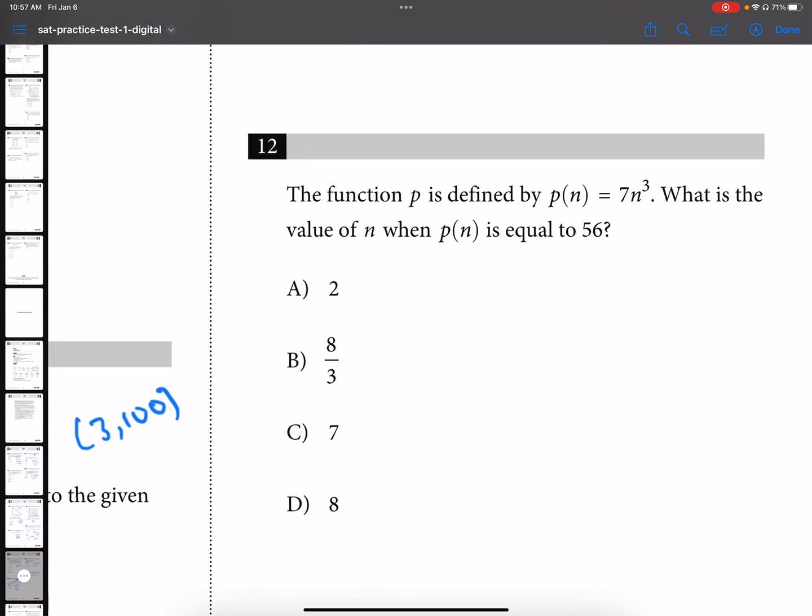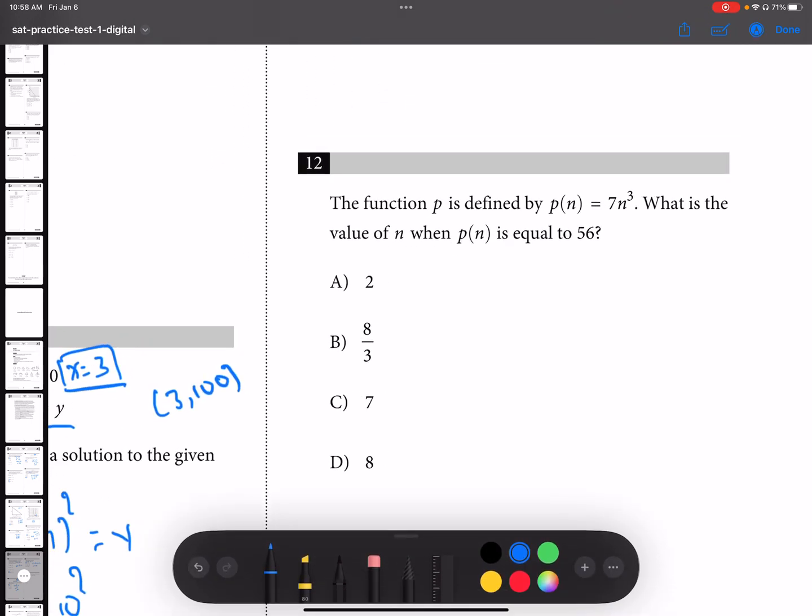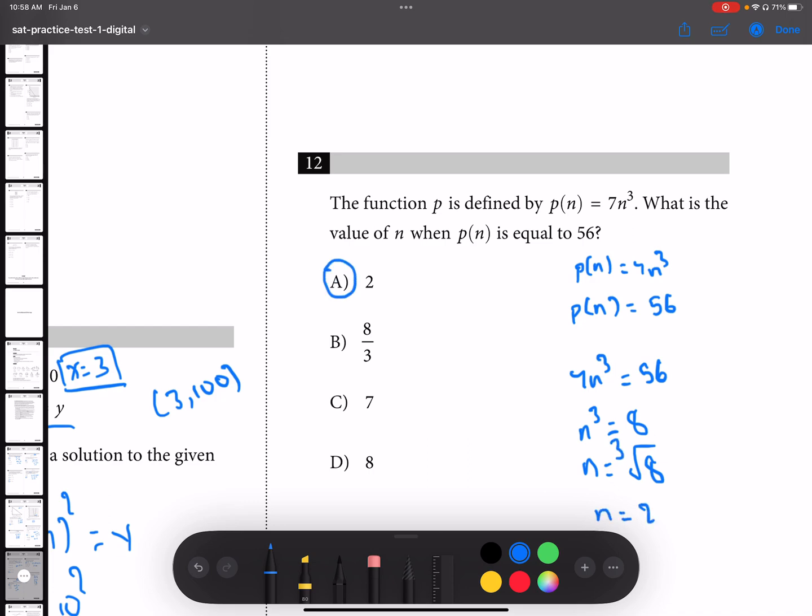Okay, number 12, the function p is defined by p of n is equal to 7n cubed. What is the value of n when p of n is equal to 56? So if p of n is equal to 7n cubed and p of n is also equal to 56, then that means that 7n cubed is equal to 56. So that means that n cubed is equal to 56 divided by 7. That should give us 8. And n is equal to the cube root of 8. Cube root of 8 is equal to 2, so that means A is our answer.